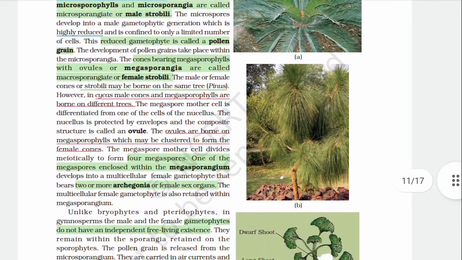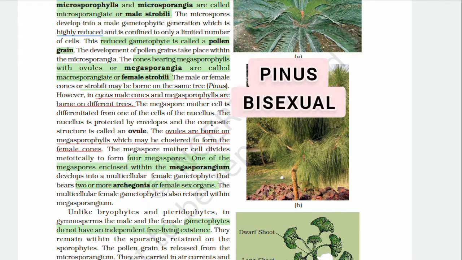The cone bearing megasporophylls or ovules or megasporangia. That is, megasporangia are known as ovules. They are known as female strobilus. Okay, that is, they have male sex organ and female sex organ. Megasporangia, microsporangia. If both the strobili or cones are present on the same tree, that is, they are bisexual, it is an example of Pinus.